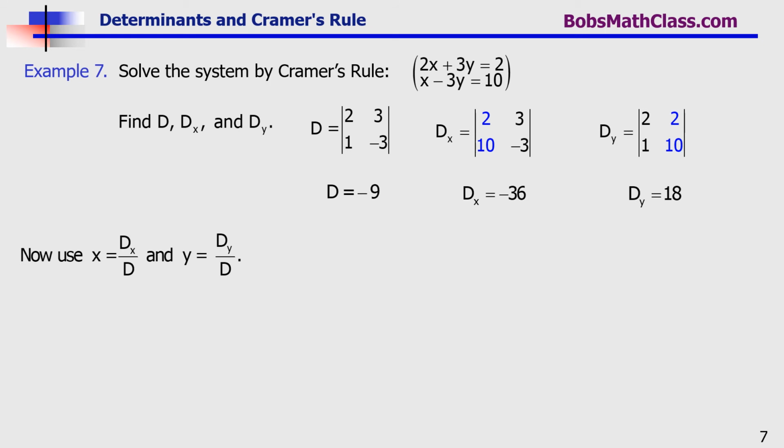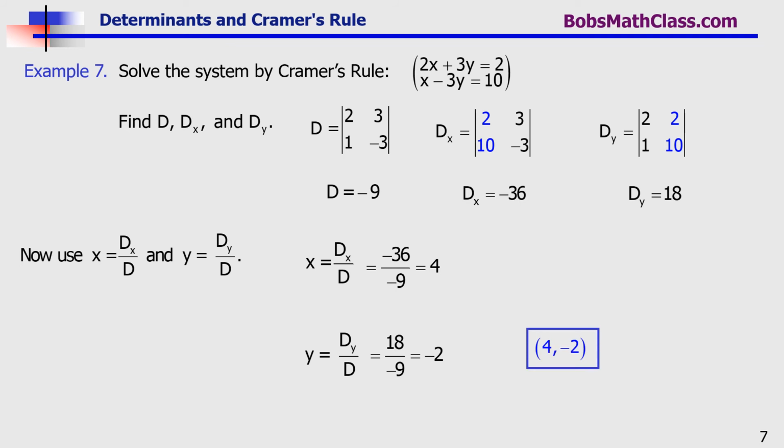Now we can use those equations. X is dx over d, and y equals dy over d. So dx over d is, well, dx is negative 36, and d is negative 9, which equals 4. Okay, now let's do dy. Y is dy over d. dy is 18, and d is negative 9, which is negative 2. So we got our answers. 4, negative 2 is our final solution.